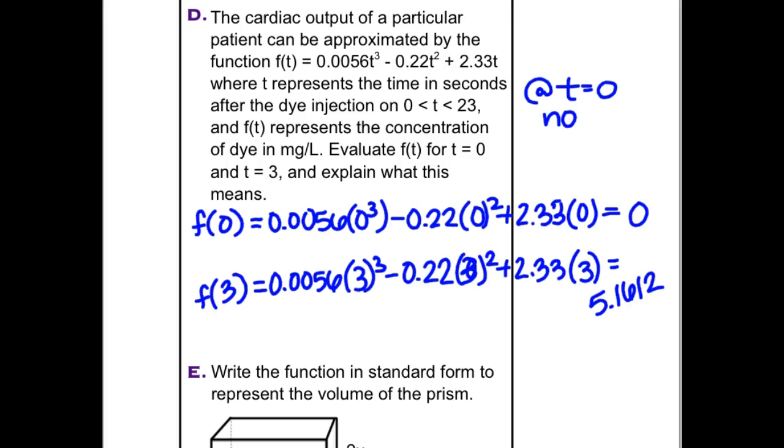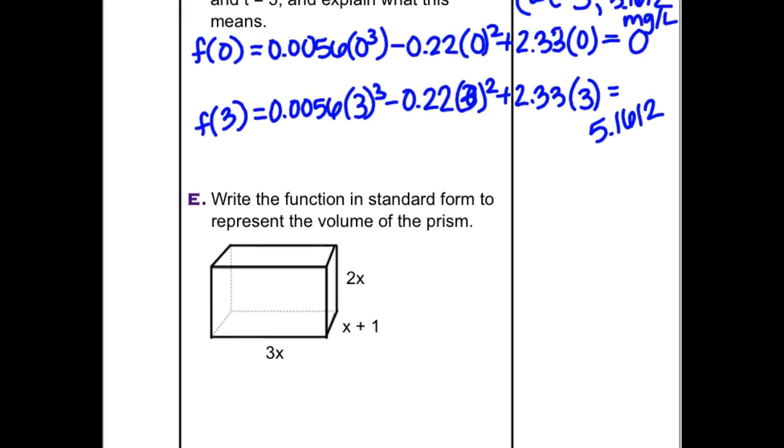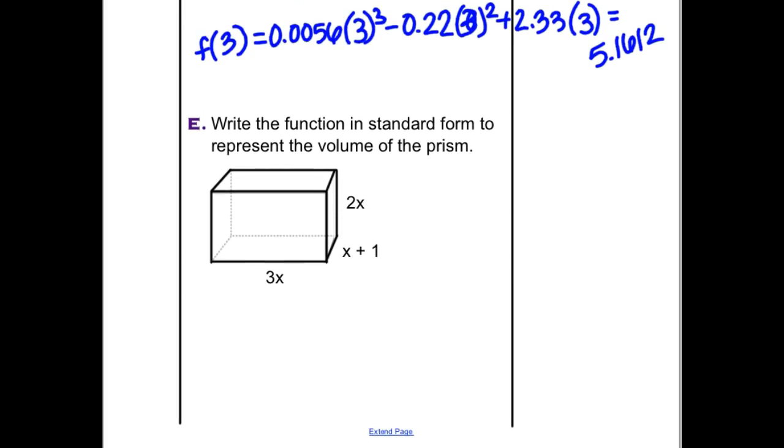So what these mean is that at t equals 0, no dye is in the system or in the heart. And at t equals 3, 5.1612 milligrams per liter of dye is in the body. That's what it means.